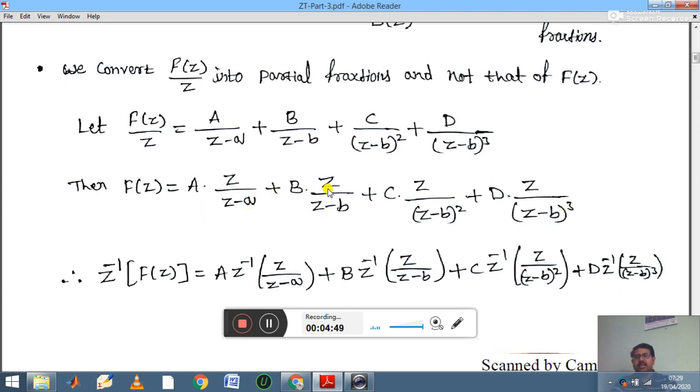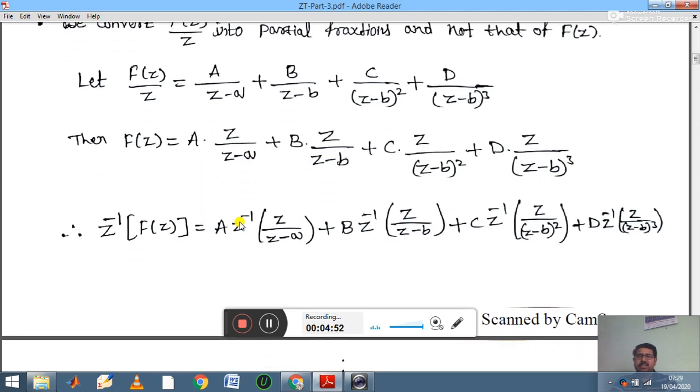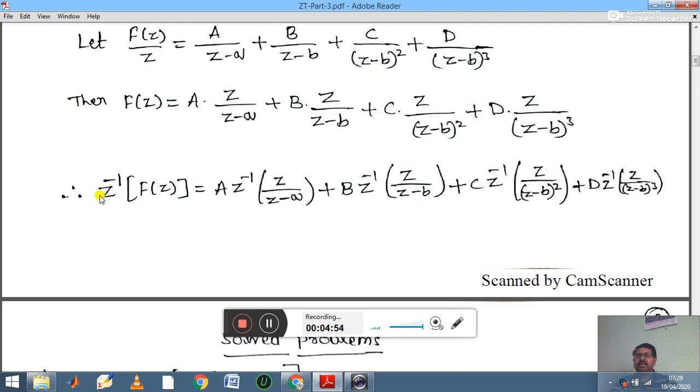Then after this step you apply inverse Z transform on both sides. Therefore you are getting Z inverse of F of z is equal to a into Z inverse of z by z minus a plus b into Z inverse of z by z minus b plus c into Z inverse of z by z minus b whole square plus d into Z inverse of z by z minus b whole cube. So this is the procedure we are following to find inverse Z transform by partial fraction method. Let us understand well with the help of examples.